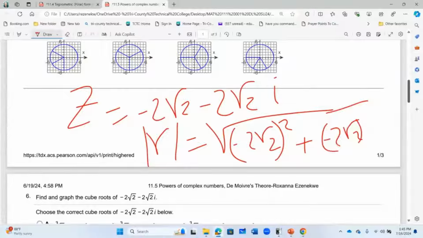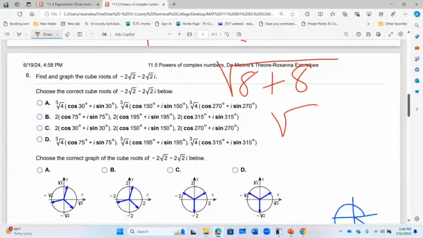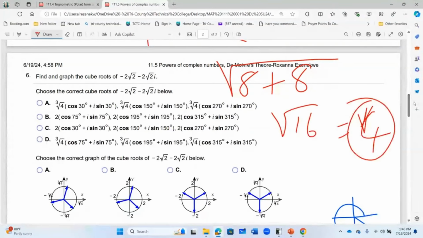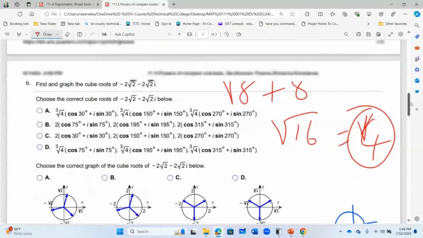If I open that parenthesis, I have 2 squared is 4, 4 multiplied by 2 is 8. 8 plus 8 is 16. The square root of 16 is 4. Therefore, r is equal to 4. I found the value of r. R is equal to 4. So we got the modulus, and so let's get the angle.